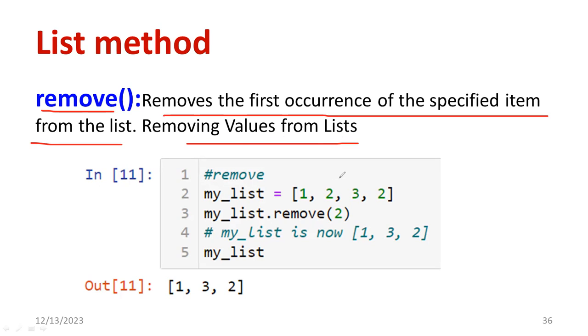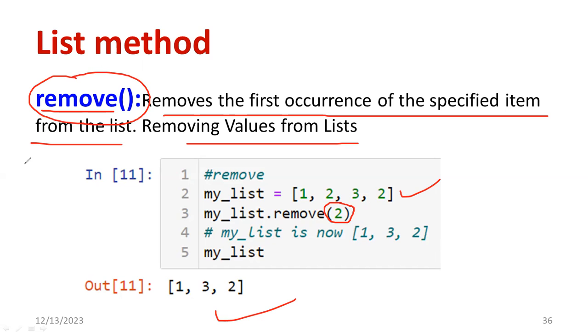For example, we are learning how to use the remove method. We have the list 1, 2, 3, 2. If I do remove 2, what will happen? The new list will be 1, 3, 2. So I can easily remove items by using the command called remove.